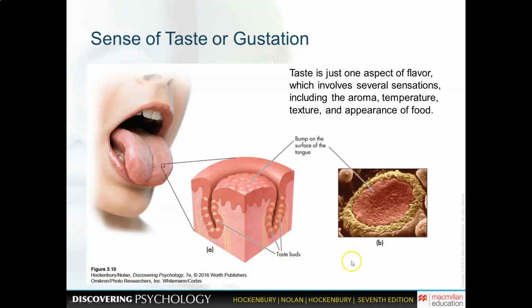So this just gives us an idea here. Basically this is an actual taste bud right here on the human tongue. And then we can see all of the sensory receptors. Remember, there's about 50 sensory receptors in each taste bud.